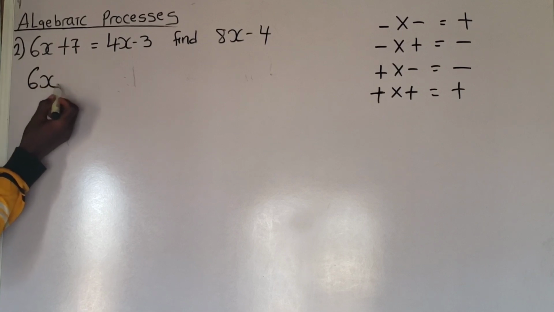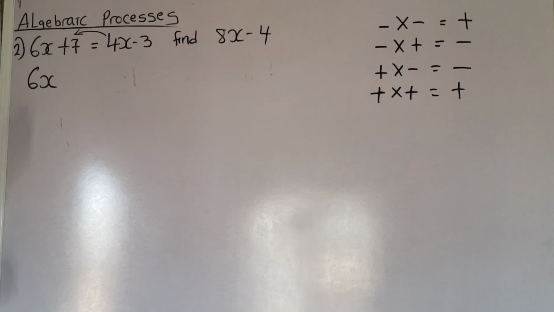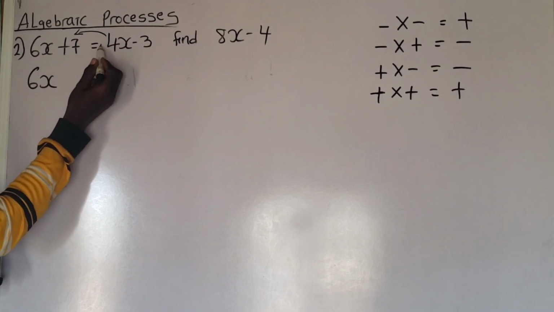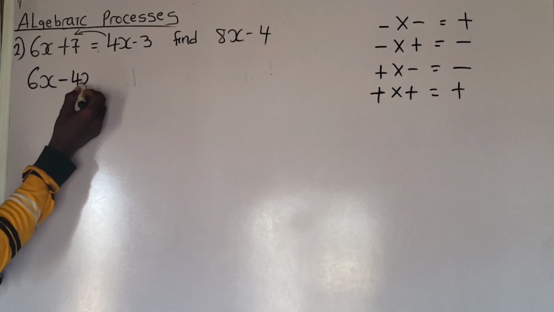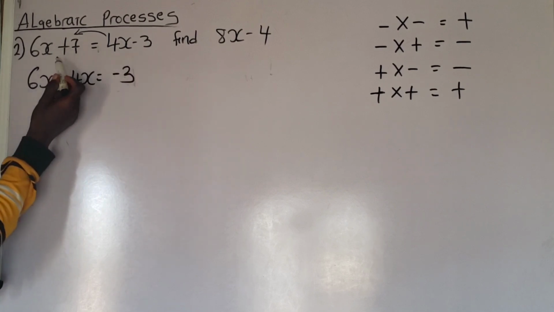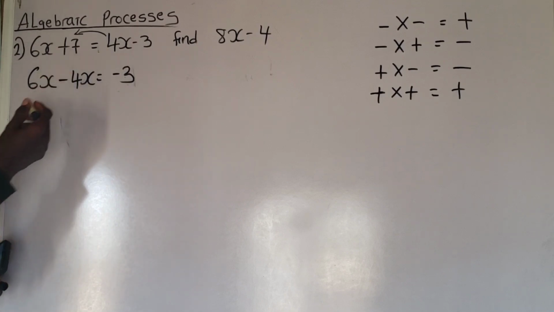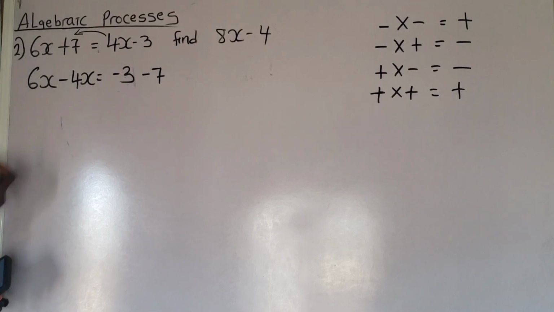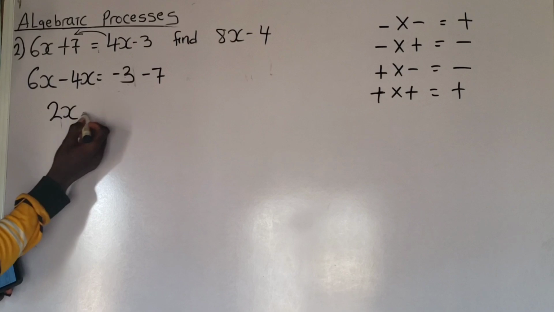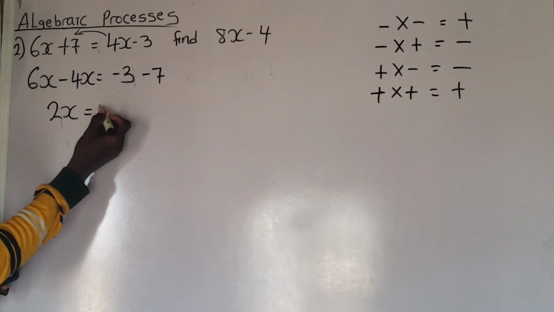I'm going to have 6x. This 4x will cross the equals sign to the left hand side of the equation. Since we have a positive sign before, it's going to change to a negative sign. 6x negative 4x is equal to negative 3. If this 7 crosses the equals sign to the other side of the equation, the positive sign is going to change to what? Negative sign. So I'm going to have negative 7. For this, I'm going to have 6x negative 4x. That would be what? 2x. 2x is equal to negative 3 negative 7. That would be what? Negative 10.